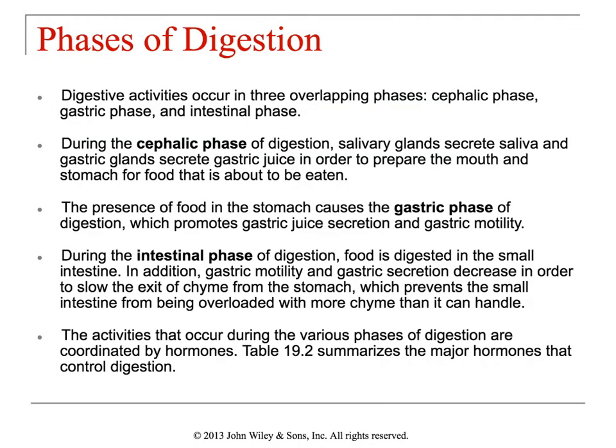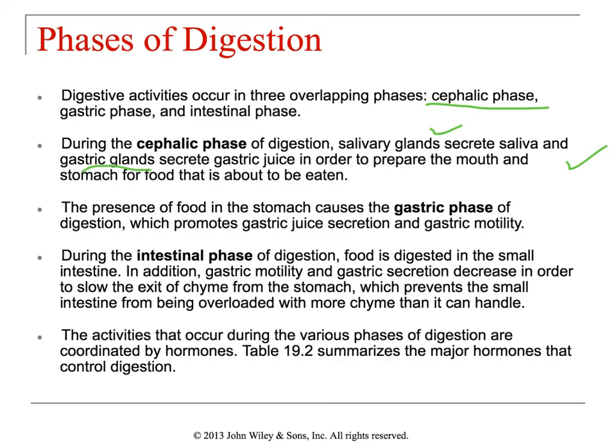Okay, so phases of digestion. If you think about digesting food, it happens in three steps. So the cephalic phase is really when you're thinking about eating food. So it's all in your head. When you're starting to think about food, the salivary glands start secreting saliva, the gastric glands start secreting gastric juice, things start moving around.